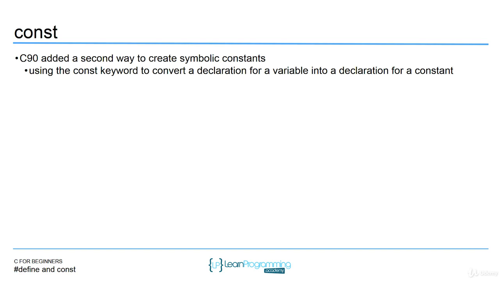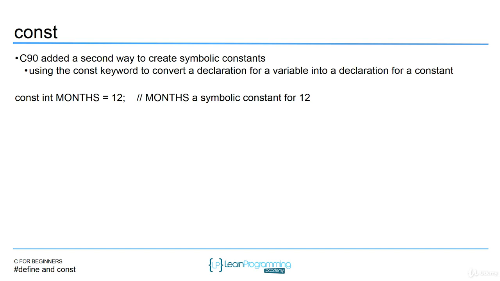Another way you can create constants in C is a more recent mechanism. C90 added another way, which is providing the const modifier. You can use the const keyword to convert a declaration for a variable into a declaration for a constant. And this will allow you never to be able to change that variable. So all you do is you say const, and then the data type, and then the name of the variable. And what this does in this example, it's going to now make months a symbolic constant for 12.